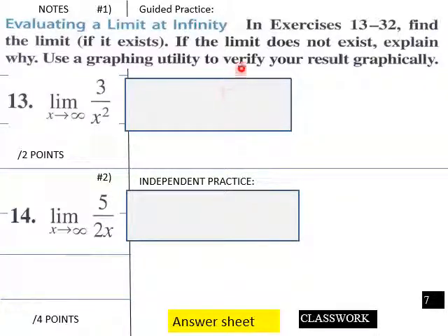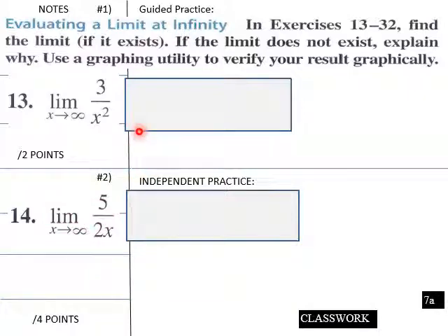So let's try one. Find a limit if it exists. If the limit does not exist, explain why. Use the graphing calculator to verify your result graphically. So the limit as x goes to infinity here for 3 over x squared. And then students, this is yours down here.